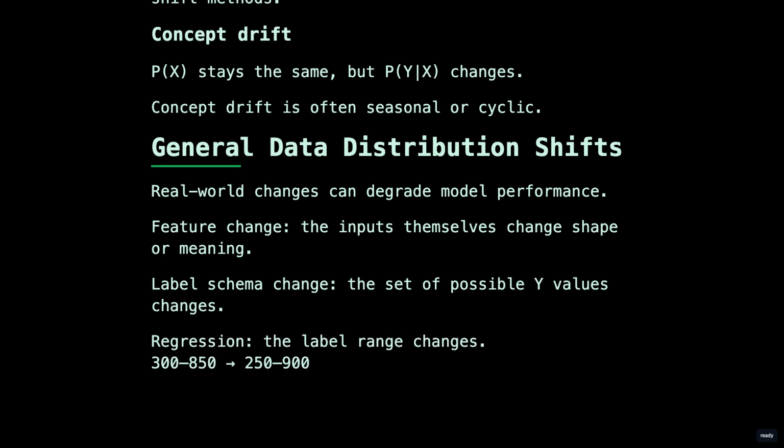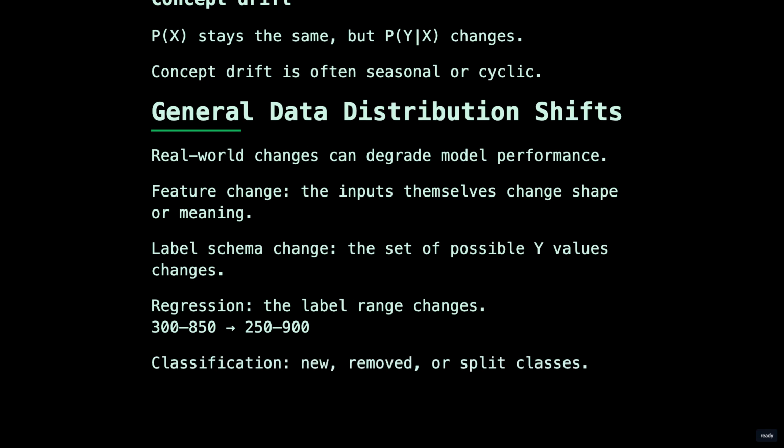For regression, the schema can change when the valid numeric range changes. A credit score model trained on one scoring system may suddenly face a new scoring scale, and that changes what the prediction target even means. For classification, the label schema changes when classes are added, removed, or split into finer categories. A sentiment model that used 3 labels may need a 4th label, and that can force relabeling, a change in model structure, and retraining from scratch, especially when the class set is large.